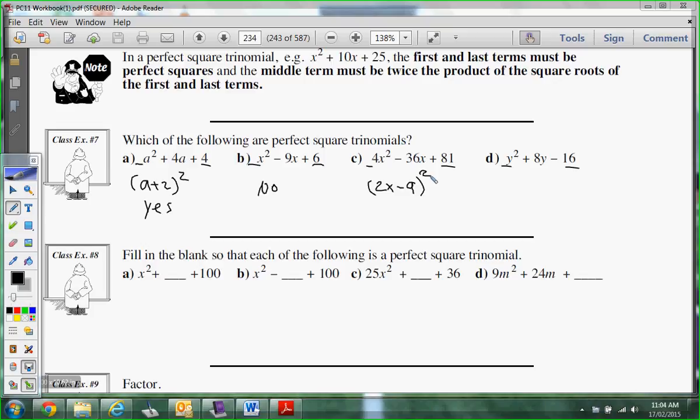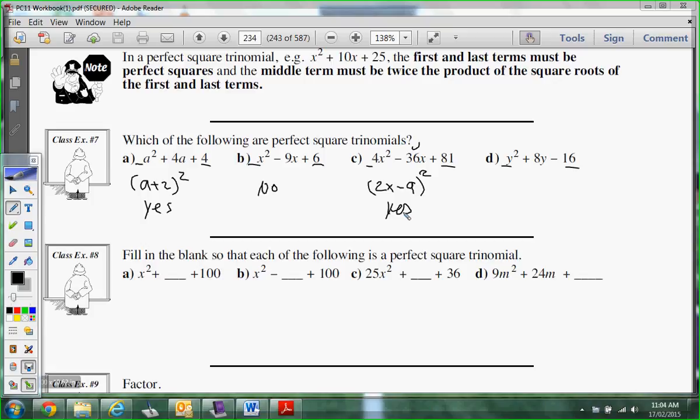2 times 9 is what? Okay, it's a negative 9. It's negative 18. What's negative 18 times 2? It's negative 36. So this one's a yes. So again, 2x times negative 9 is negative 18, times 2 is negative 36. Okay, good.